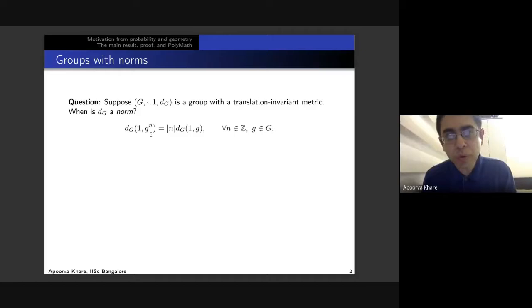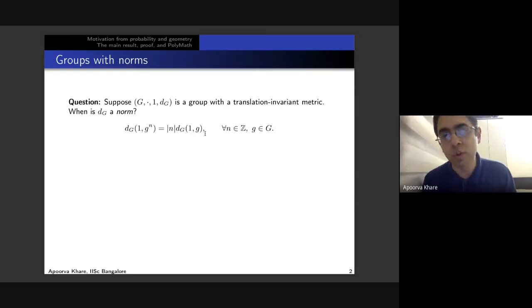Now, in a group, you cannot take alpha to be any scalar. You cannot take alpha to be root 2. But you can take alpha to be a positive integer or a negative integer or 0. So I will define a norm on a group to be precisely a metric such that the distance from the identity to g to the n, which is the multiplicative way to write a multiple of a vector, the power of an element, g times g times g times g, which in additive notation is v plus v plus v plus v, is the absolute value of n times the distance from 1 to g. The norm of n times g is n times the norm of g. That's exactly what it is.